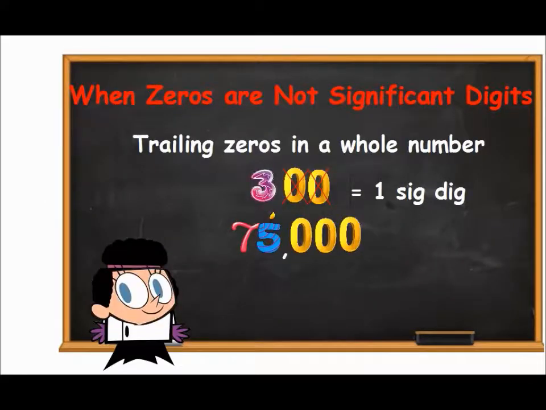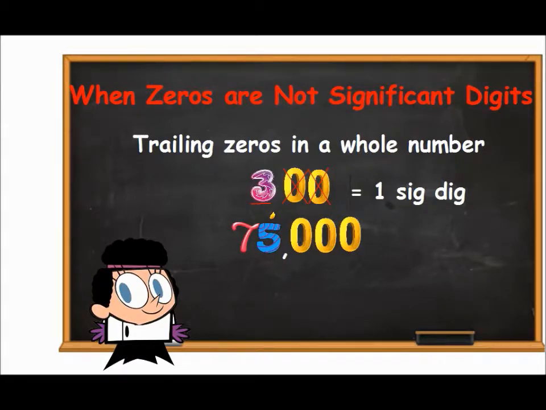We have 1 time in decimals when zeros are not significant, and we have 1 time in whole numbers when they're not significant. In decimals, trailing zeros are significant. Let me mess with your head. In whole numbers, they are not significant. So, in the number 300, I have 2 trailing zeros, 2 zeros at the end. They are not significant. The only digit that is significant is the non-zero, which is 3.